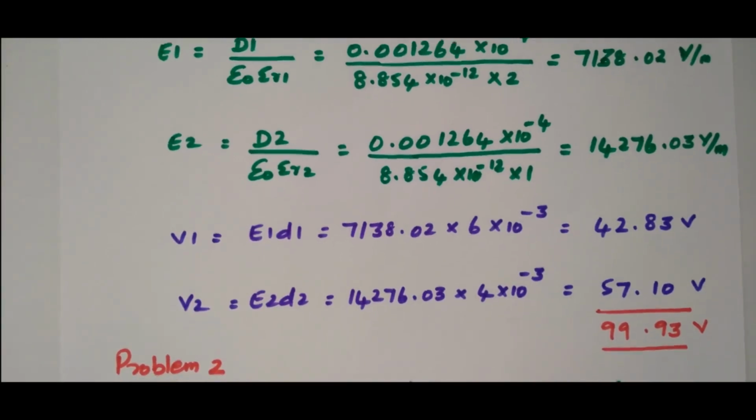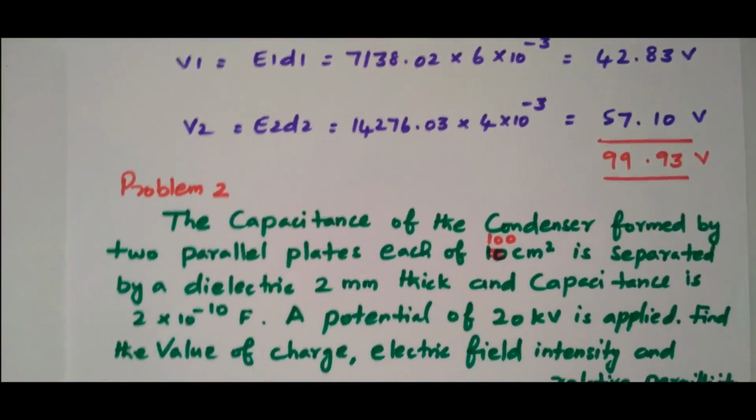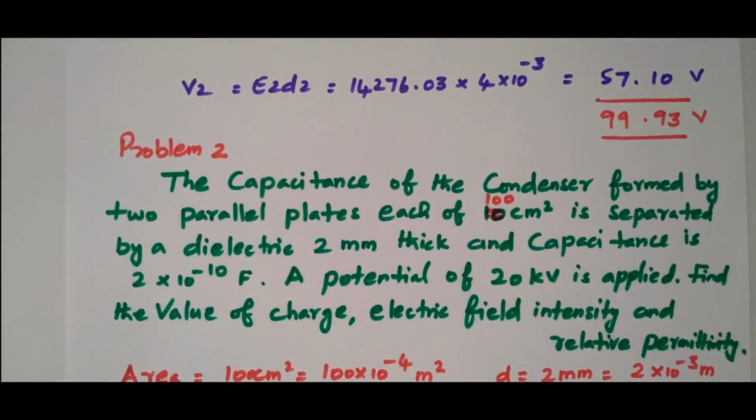Now we'll go to one more problem. In the second problem, the capacitance value is given: the capacitance of a condenser formed by two parallel plates. The area is 100 centimeter square and they are separated by 2 millimeter. For this, the value is 2 into 10 to the power minus 10 farad.